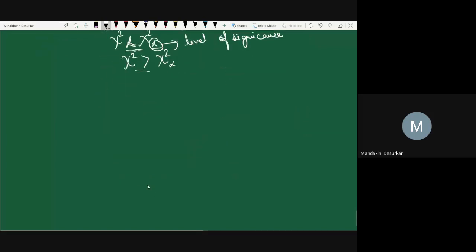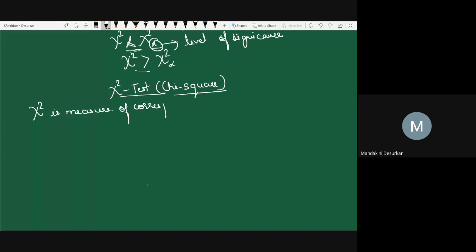To start with, the chi-square test. Write down: chi-square is a measure of correspondence between the observed and the expected. It is a measure of correspondence between theory and observation.